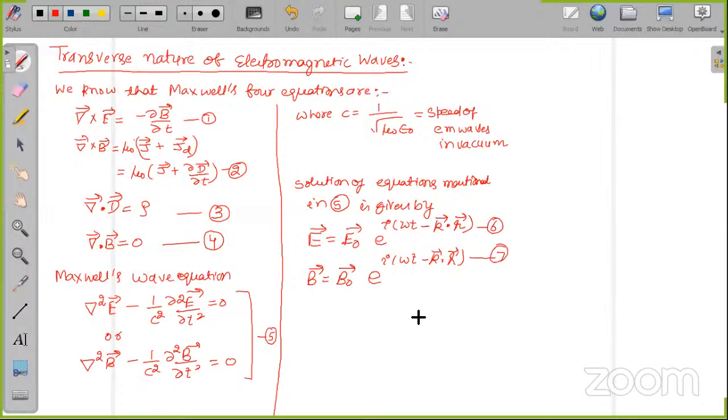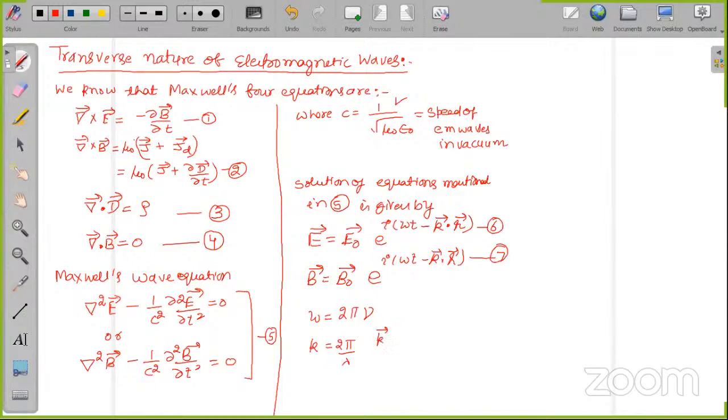Now it will be easy for you to understand what I am trying to convey to you. Where you will have to use this value, you have to use these three things. One, you have to use the value of c, then you have to use omega is equal to 2 pi nu. Then you have to use this k. You know what k is? It is 2 pi by lambda. Please remember this.